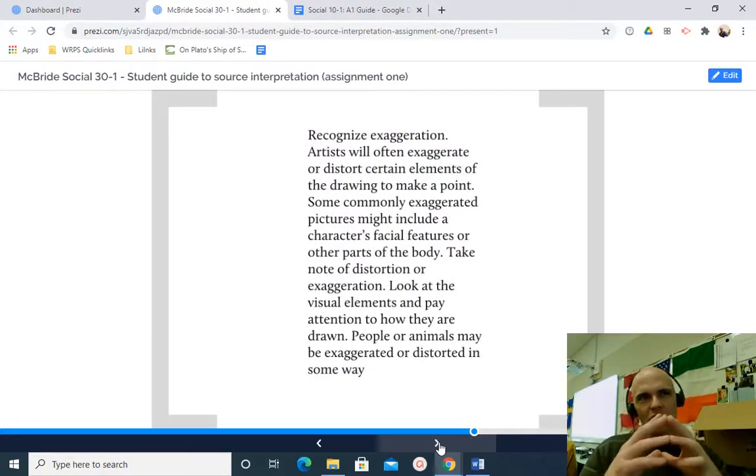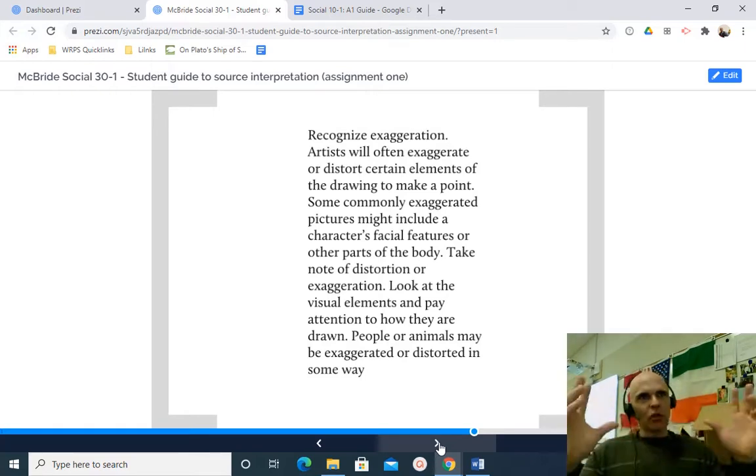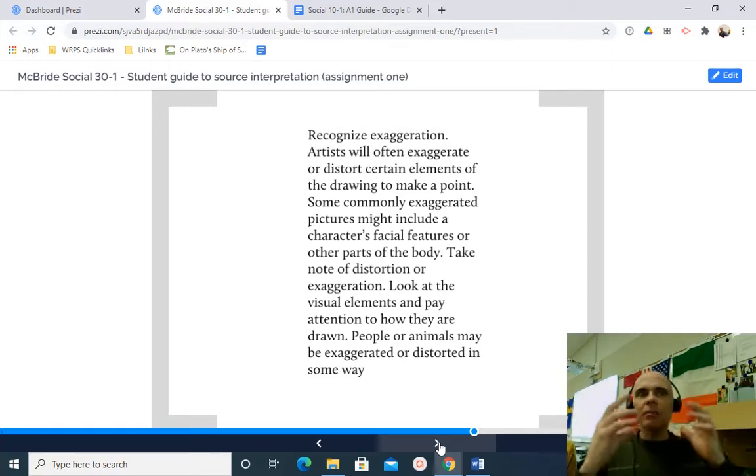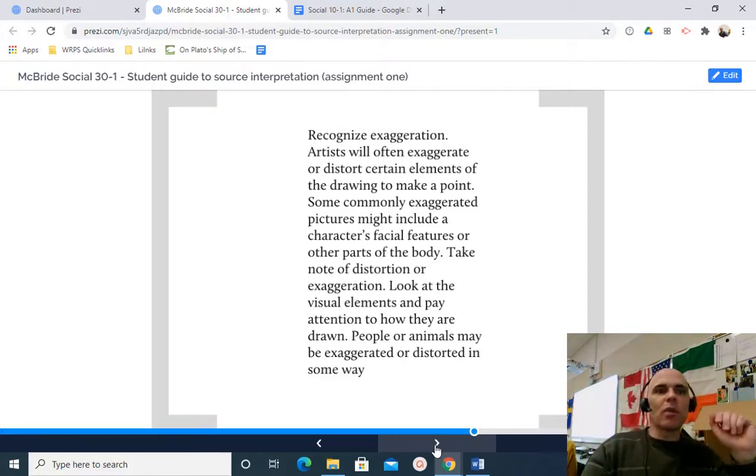Recognize exaggeration. Artists will often exaggerate or distort certain elements of the drawing to make a point. Some commonly exaggerated pictures might include a character's facial features or other parts of the body. Take note of distortion or exaggeration. Look at the visual elements and pay attention to how they are drawn. People or animals may be exaggerated or distorted. In this one, that police presence was probably distorted, right?